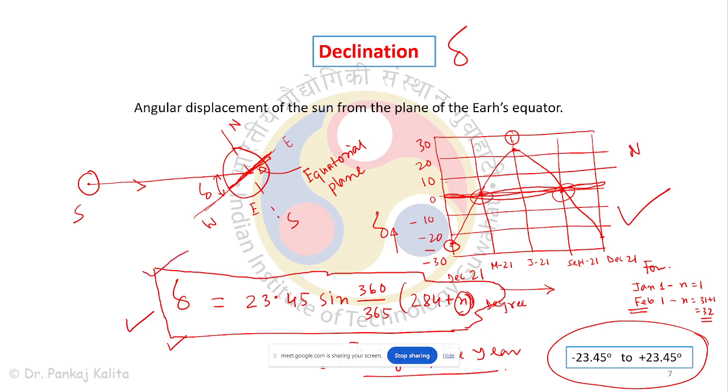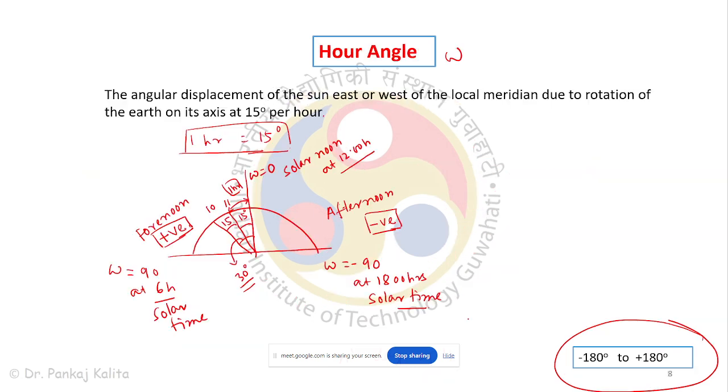So after practicing a lot of questions, this formula you eventually remember. Okay, so the declination angle is given by 23.45 sine of 360 by 365 into (284 plus n), where n is the number of the day of the year, as explained earlier.